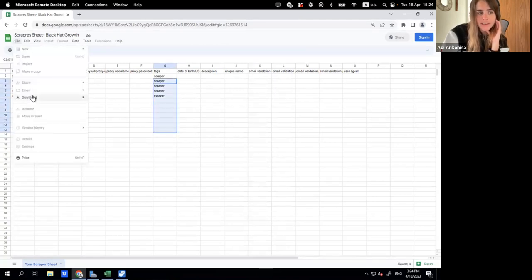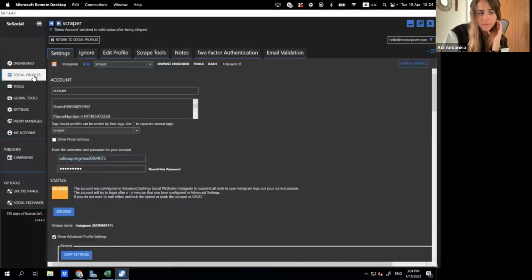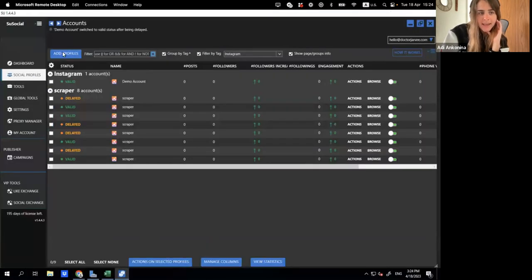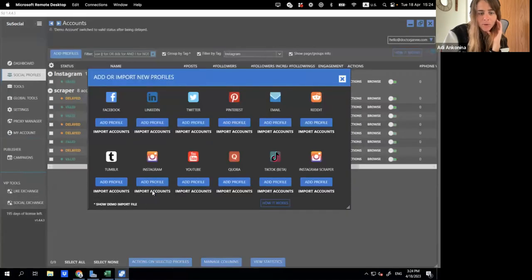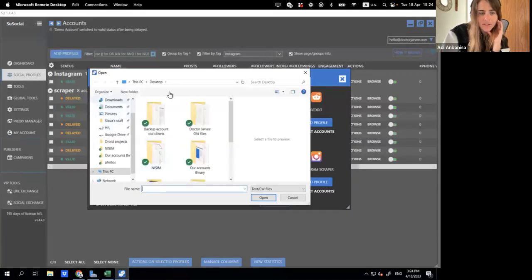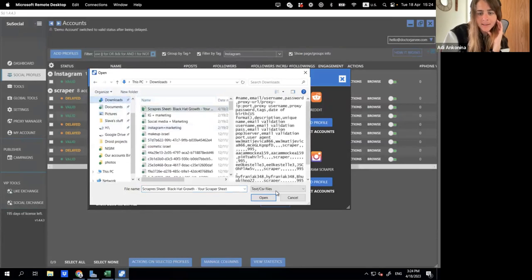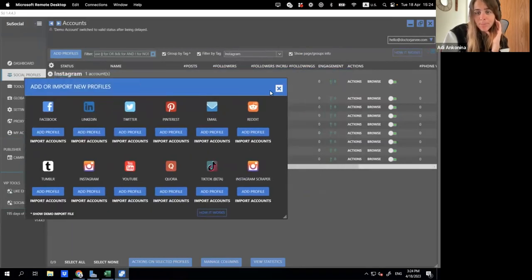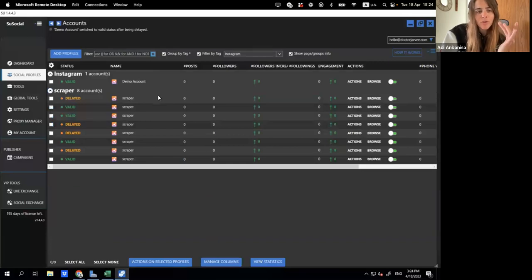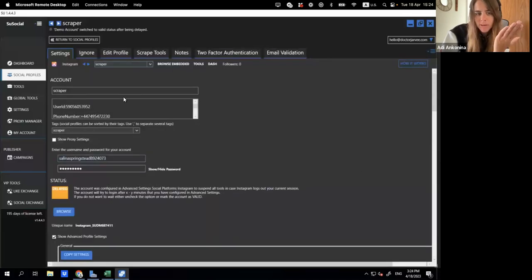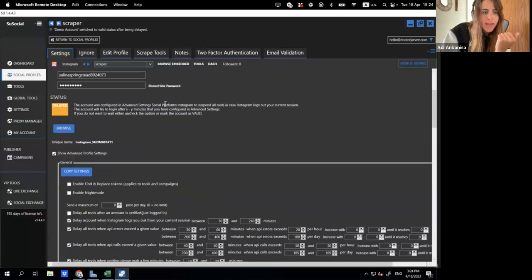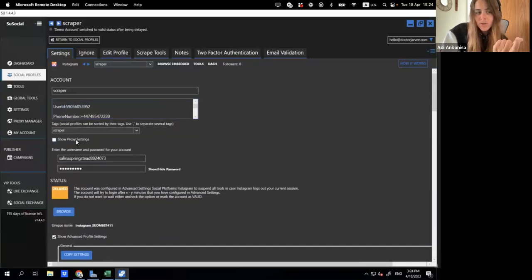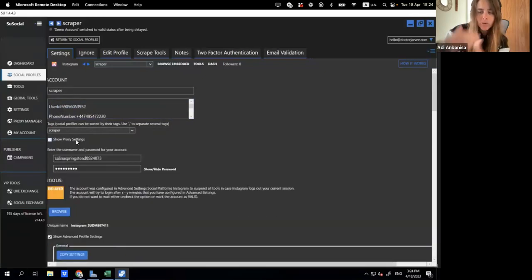Then you download it as a CSV. This is very important. You go to social, to the social profiles, add profile, import accounts, and then you can add this CSV, like here. And then the profiles will be on pending, they will be red. What you need to do is go to one of them, no matter which one, to add a proxy. If you're going to have multiple, it's important, do not use the same proxy as the main account, just use another proxy.